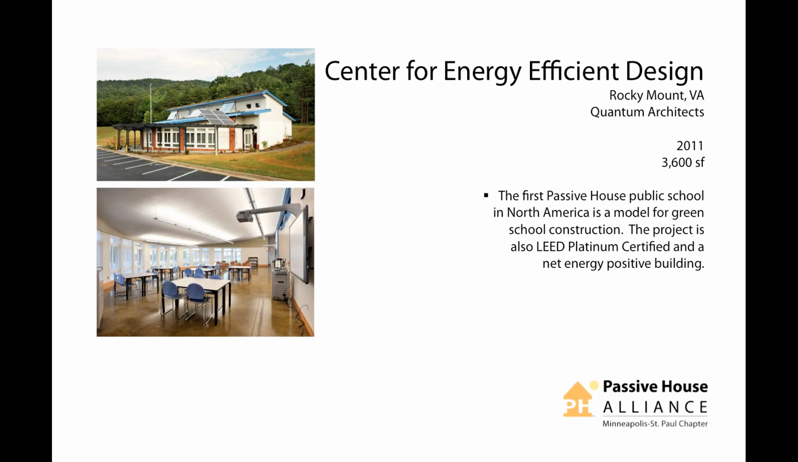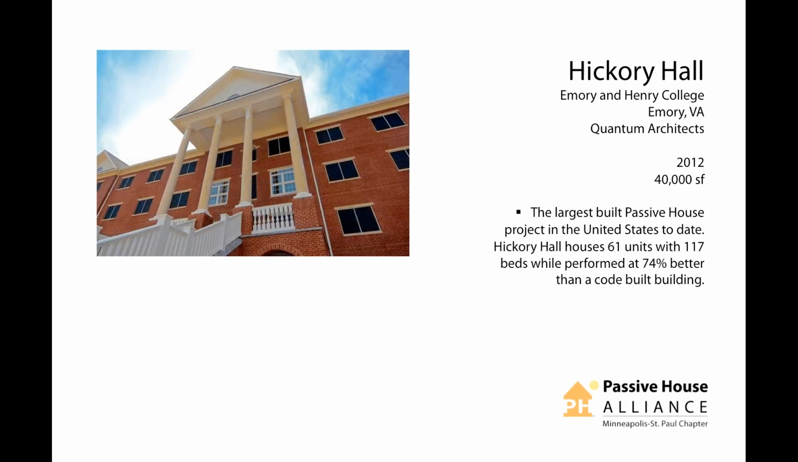These last few projects are done by Quantum Architects out of Virginia. And I brought these up just to show that passive house can be applied to commercial projects as well. This is a small schoolhouse, 3,600 square feet in Virginia. This next one is actually the largest passive house in the country. It's a 40,000 square foot dorm at Emory and Henry College. It actually performs 74% better than code.